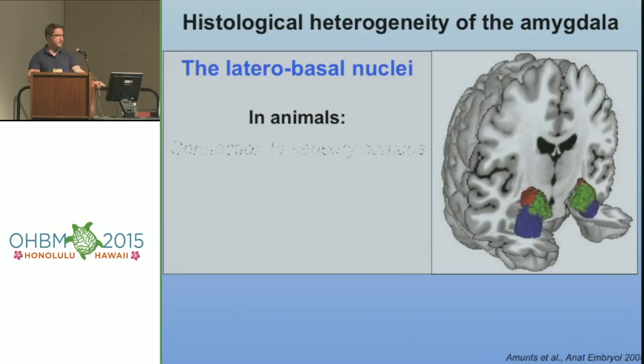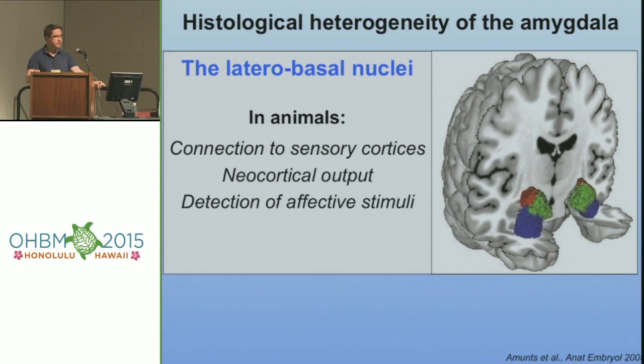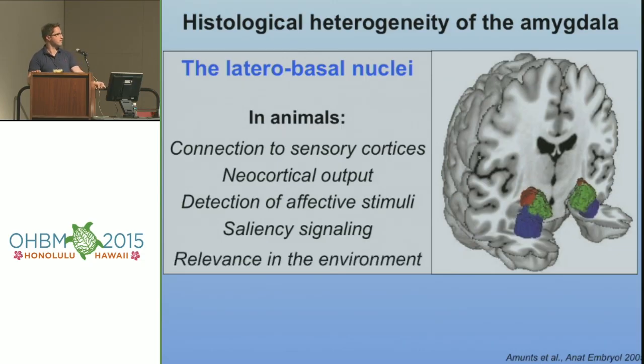And in animals, it's known that this is basically, so to speak, the input structure into the amygdala. So you have a lot of connections to sensory cortices, neocortical output, and it's really detecting affective and salient stimuli in the environment. So a relevance detection machine. Now, can we see that in fMRI?